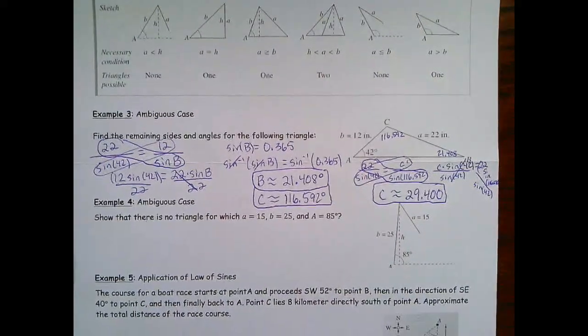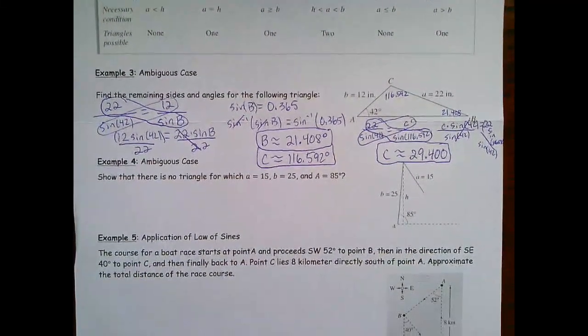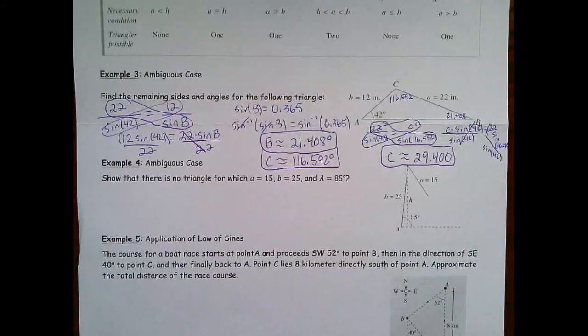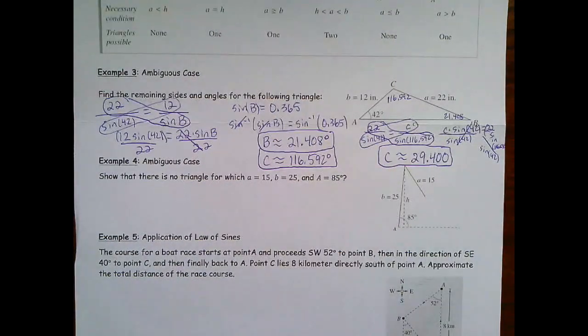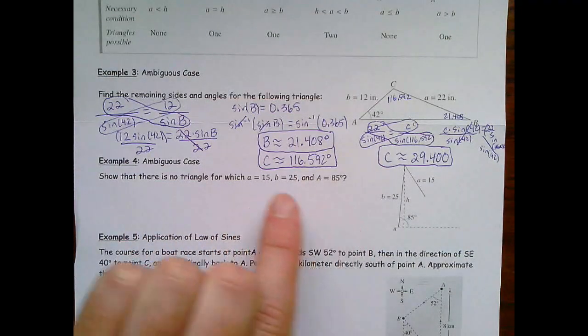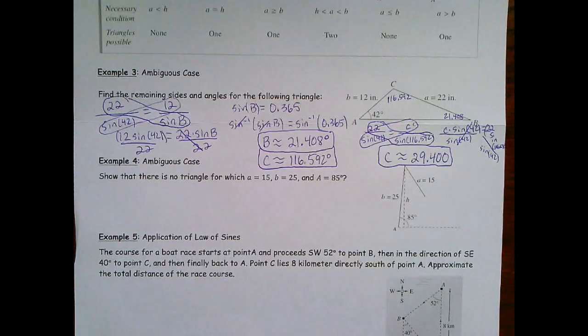So how about example 4? Here it says we have another ambiguous case. Show that there is no triangle for which a equals 15, b equals 25, and A equals 85. Well, let's just play the hypothetical. One really nice way to prove that something does not exist in math is to hypothetically assume that it does. So let's assume that they are true. Let's say we have side a of 15, side b of 25, and angle A is 85 degrees.